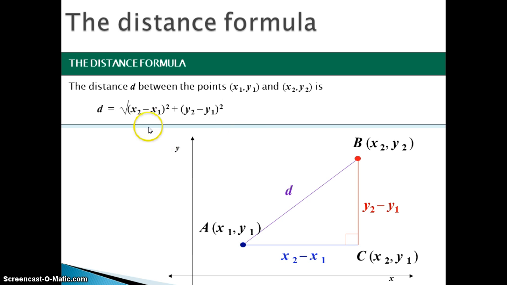Now, in reality, it doesn't matter what order you subtract the coordinates in because we're squaring them. A negative times a negative is a positive, and so is a positive times a positive. So if it's more convenient, sometimes I'll do x1 minus x2, or I might do y1 minus y2. It gives me the same results.